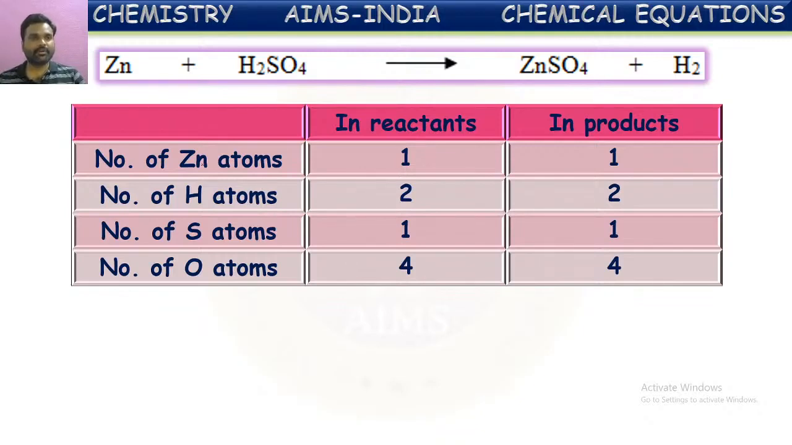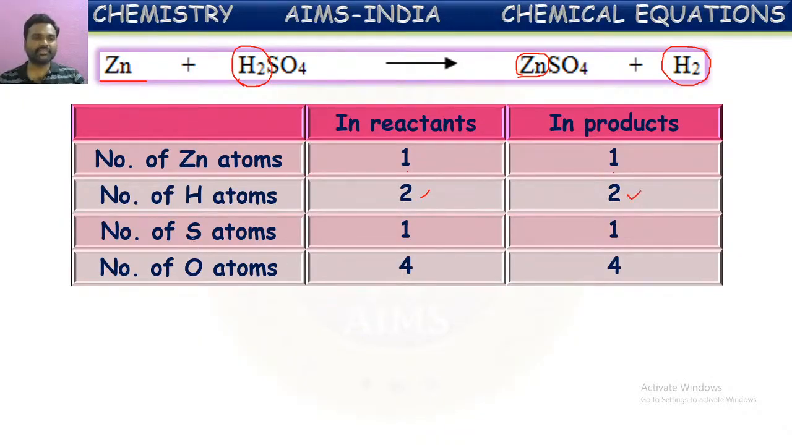If you see, the number of zinc atoms at the reactant side is 1. On the product side, in this molecule there is only one zinc atom. So the number of zinc atoms on the product side is also 1. Number of hydrogen atoms: at the reactant side in the H2SO4 molecule, there are 2 hydrogen atoms. On the product side also, there are 2 hydrogen atoms in hydrogen gaseous form.